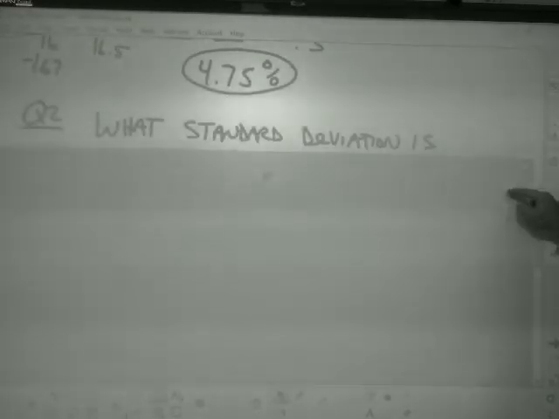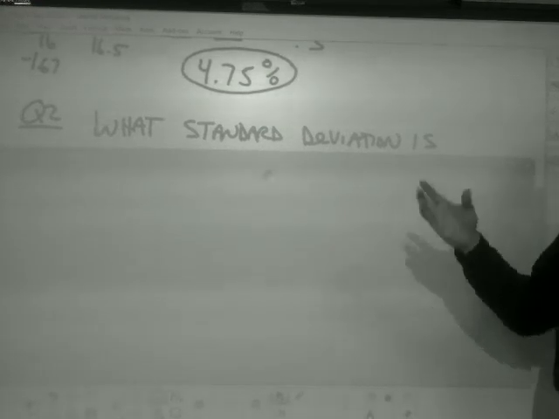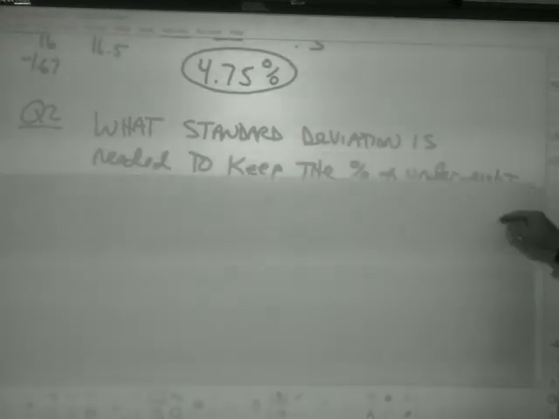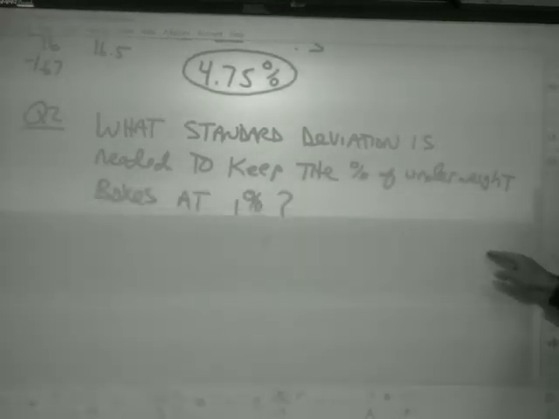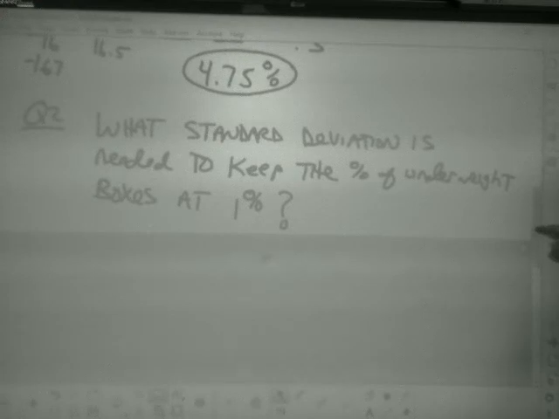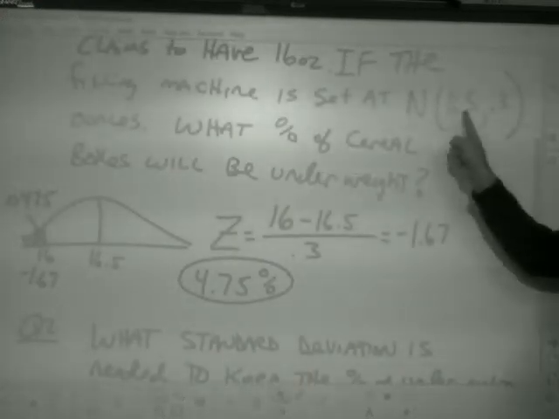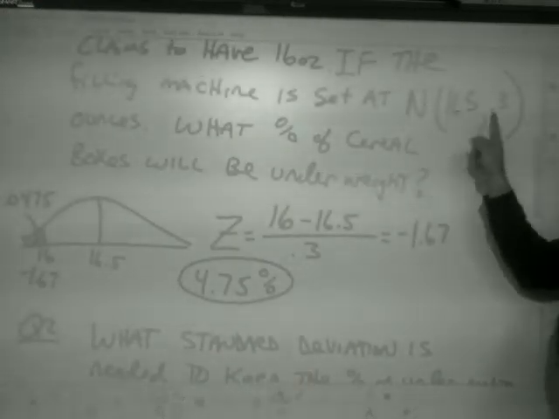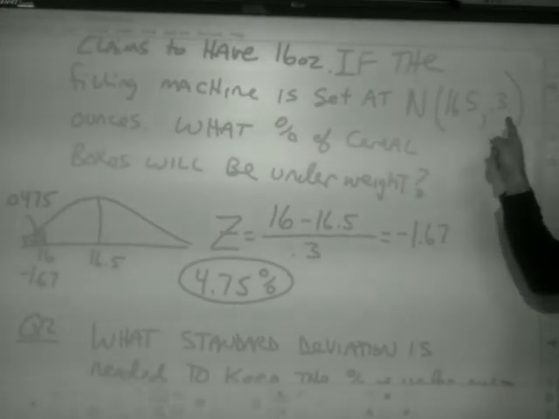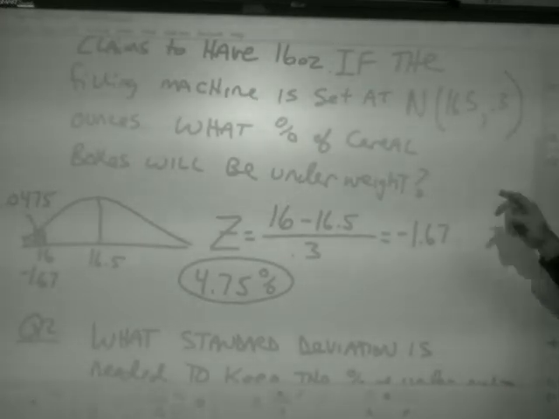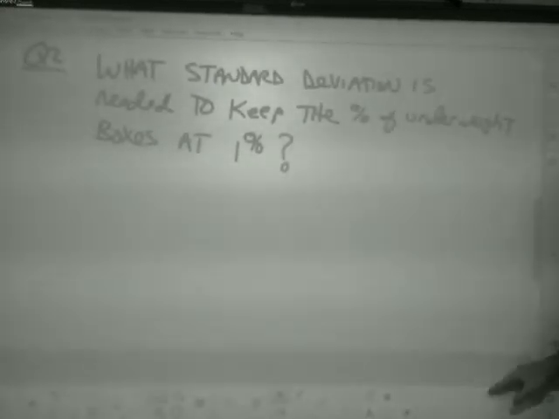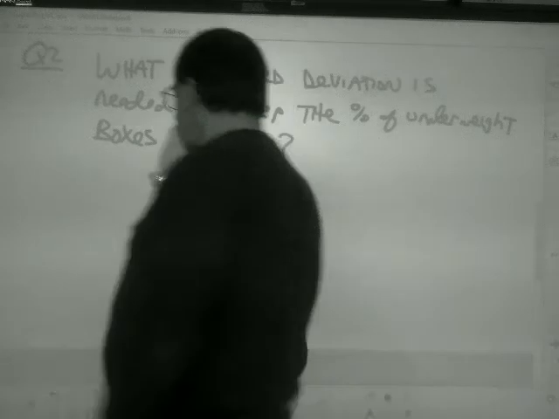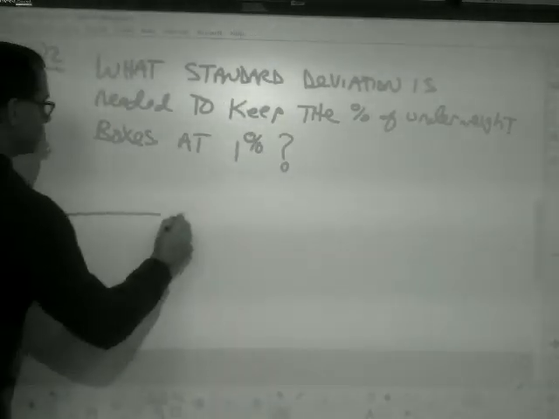So maybe we need to be more accurate in the amount of cereal that is placed in here. So what standard deviation is needed to keep the percent of underweight boxes at 1%? So in other words, I'm still going to keep the same average setting, but I need it to have less amount of deviation in it. And I want only 1% of the boxes to go out underweight. So I'm restricted to be 1%.